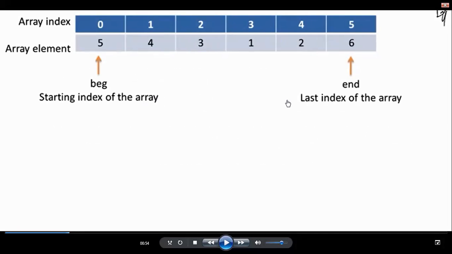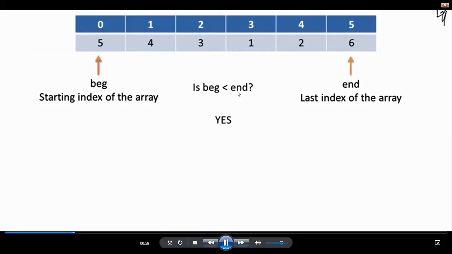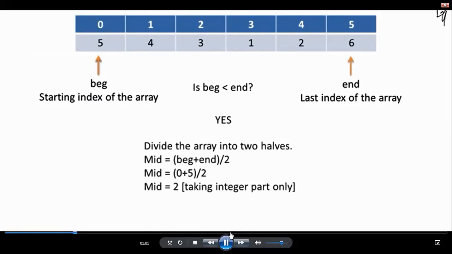So we are considering the beginning index and end index, right? The starting index of the array and the last index of the array. We have to find the mid position to split the array. How can we find the mid position? Before that, I'm checking whether beginning is less than end. What is the value of the beginning index? 0. Index, not value. For dividing we are only considering the index.